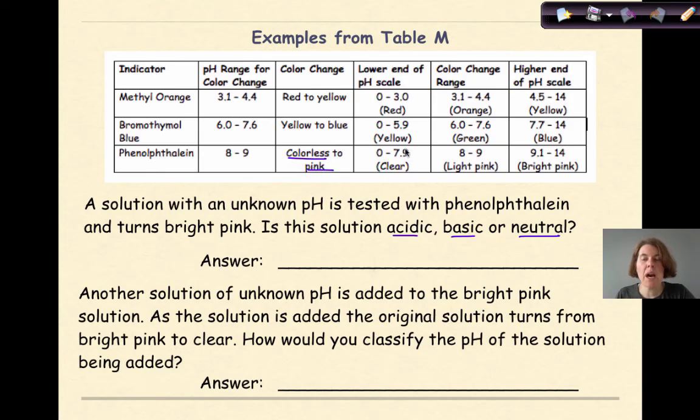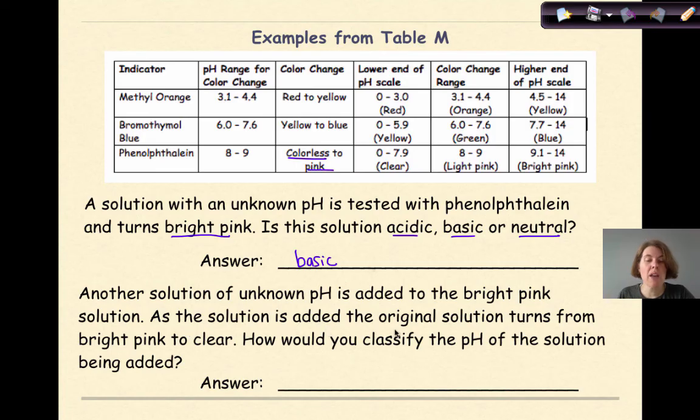Then we have these 3 other columns, which is sort of interesting to look at. Lower end of the pH scale, so 0 to 7.9, it'll be clear. 8 to 9 is a light pink, that's our transition stage. And from 9.1 to 14, it's going to be bright pink. This says it's going to turn bright pink. That means if it's falling in the bright pink range, and that's 9.1 to 14, then this solution must be basic.